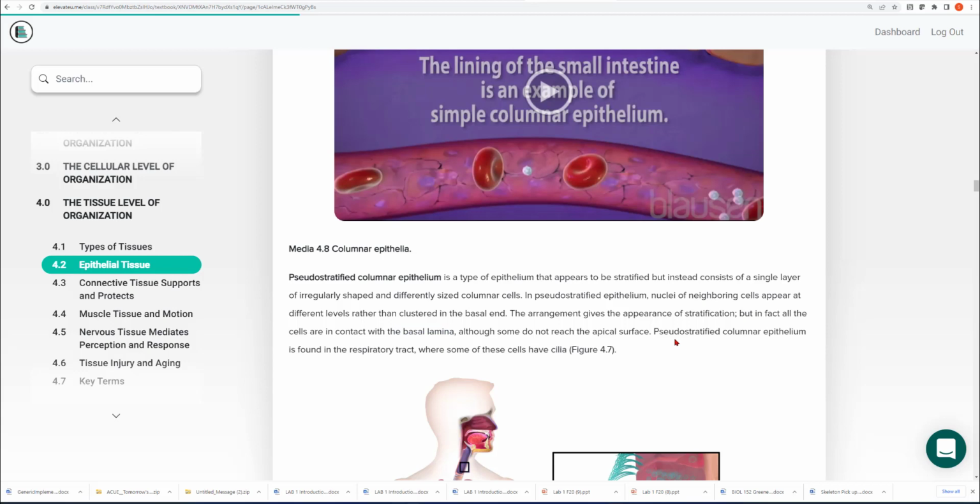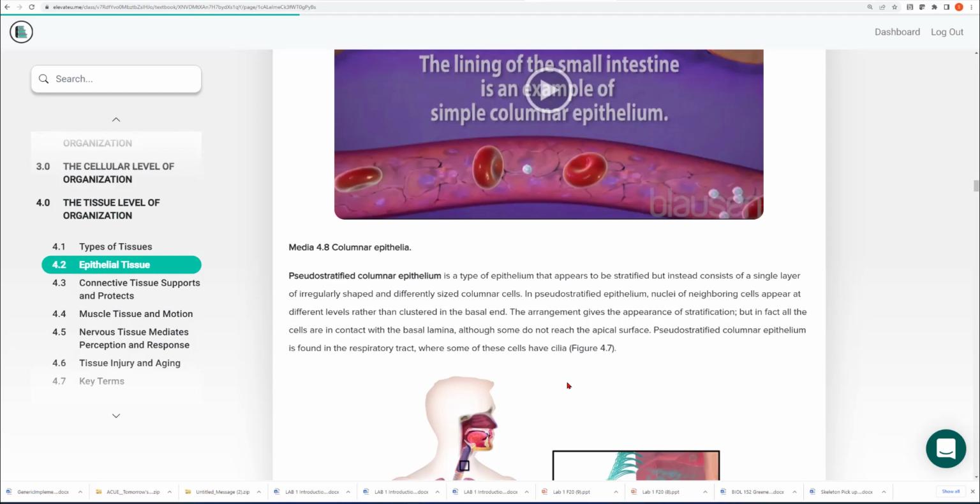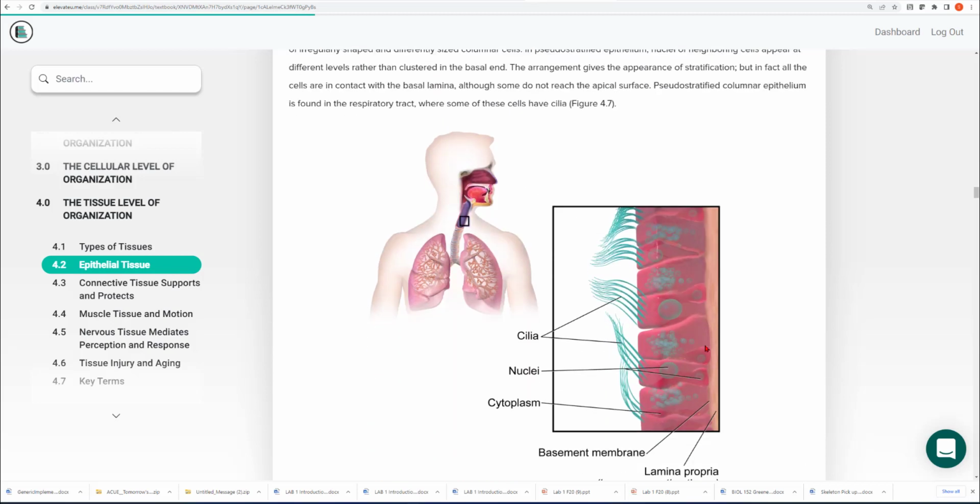And pseudo-stratified columnar epithelium is found in the respiratory tract and most oftentimes has cilia associated with it. Do you remember what other cell type is present in pseudo-stratified columnar epithelium? And if you said goblet cells, you're correct. So goblet cells, remember, are the mucus-producing cells.